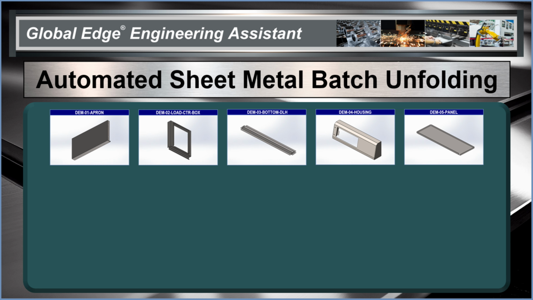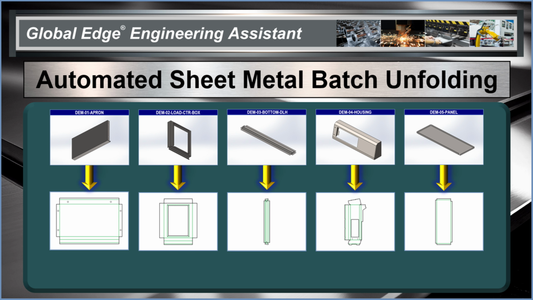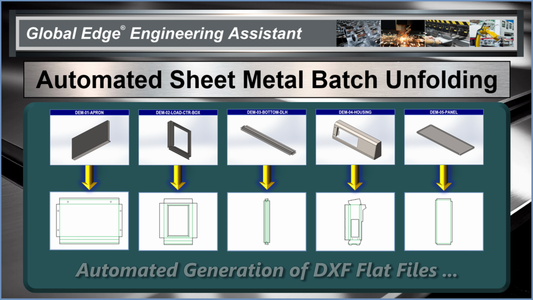This process starts by queuing up a small to large batch of sheet metal CAD models to generate DXF flat files from. During the DXF flat file generation process, Global Edge can automatically make adjustments to the CAD models, such as bend radius and K-factor. Global Edge fully automates the preparation of DXF flat files sorted by material, thickness, and job due date.